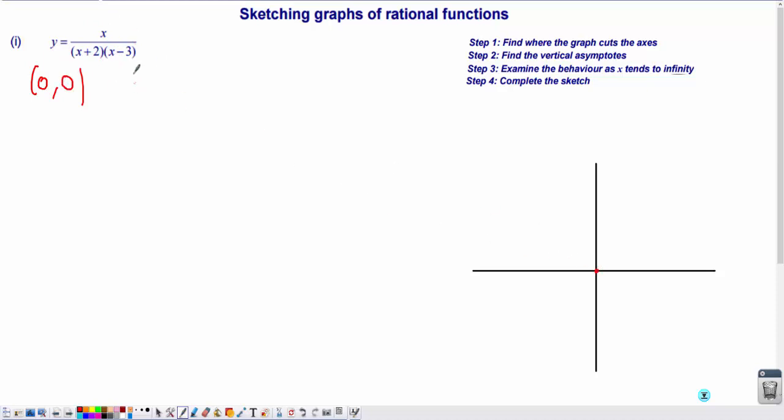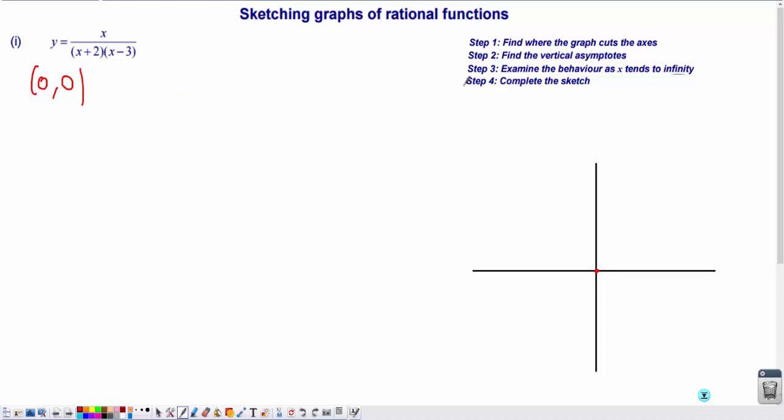What about when y equals 0? Well, if that's equal to 0, then clearly the numerator must be equal to 0, because you can't have 0 equals a number that's not 0 over something. That's impossible. So that means x must be equal to 0, and that's also (0, 0). So this is my only intersection point in this case. We'll see other cases where you have more than one. So that's it.